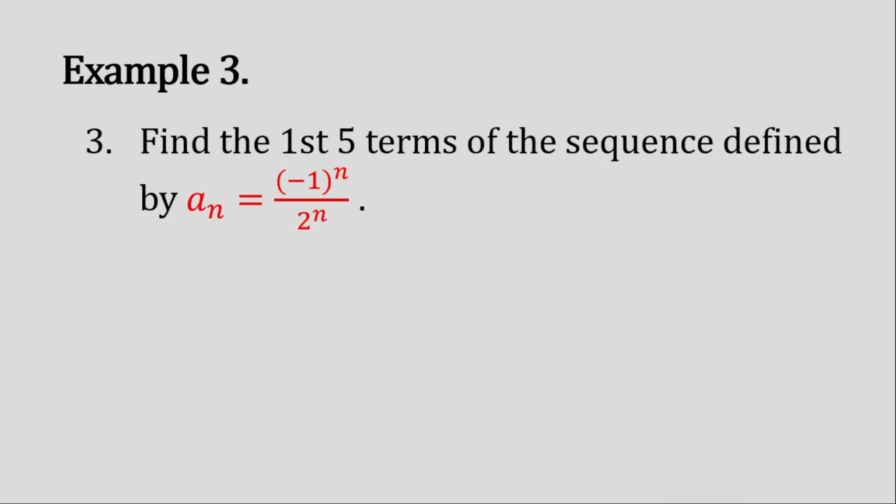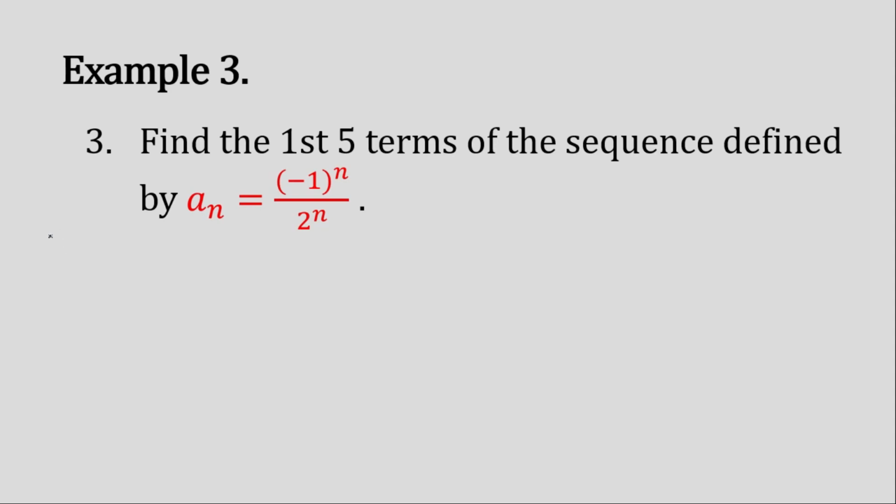For the third example, we are asked to find the first 5 terms of the sequence defined by a sub n is equal to negative 1 raised to n all over 2 raised to n. Be mindful of this. The variable n is placed in the exponent of negative 1 and 2. So we need to have patience and focus on how to do it. Do not make the mistake of multiplying 2 by n. It is raised to n.